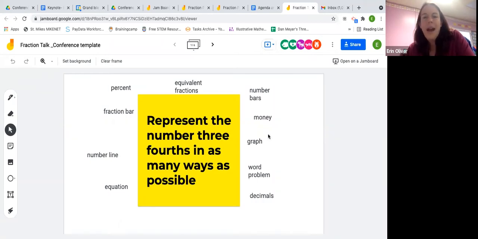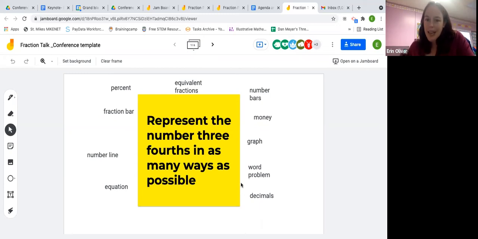The words around this big Post-it, number bars, money, graph, word problem, decimals, equation, those were built out with my students and I. So as someone showed a fraction in a new way, we added that as one of the ways you could represent the number. So all of those words around the Post-it aren't actually provided by me. We added them as students figured out more and more ways that they could represent a fraction.